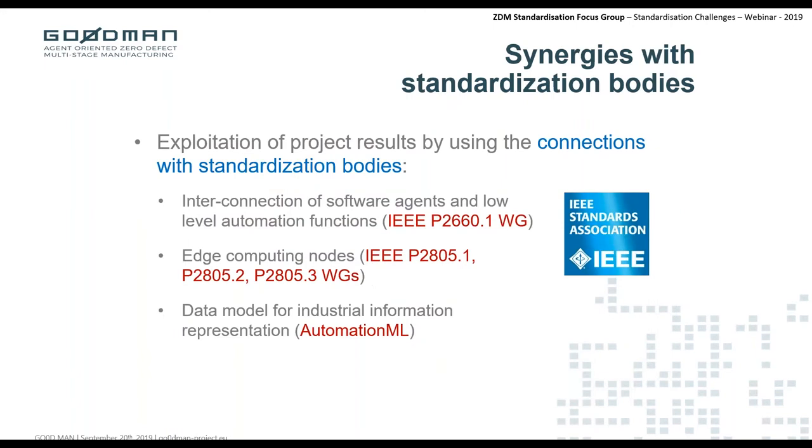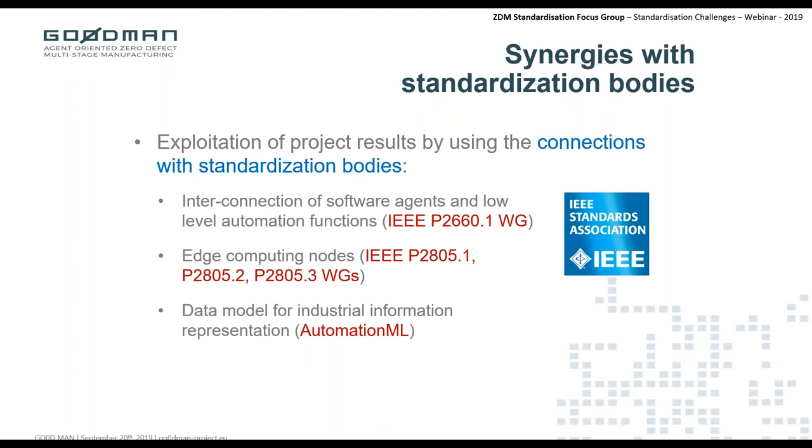Another important issue is the synergies with the standardization body. And for this purpose, during the Goodman project, we established efforts in terms of collaboration with IEEE Standards Association to contribute to the development of two standards. This IEEE P2660.1 working group related to interconnection of standard agent, software agents and low-level automation functions, and also this IEEE P2805 series for edge computing nodes.